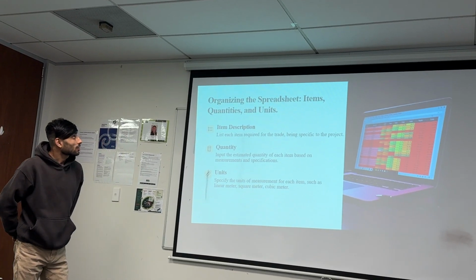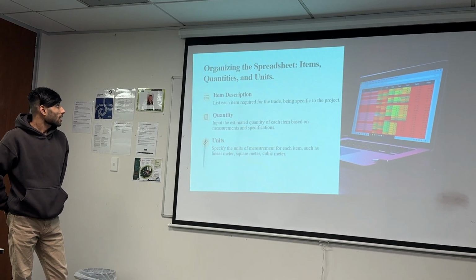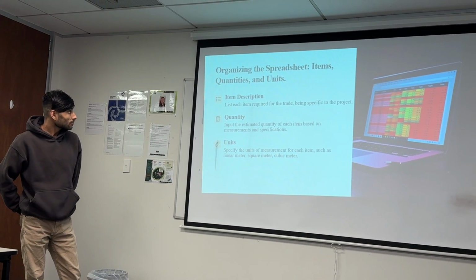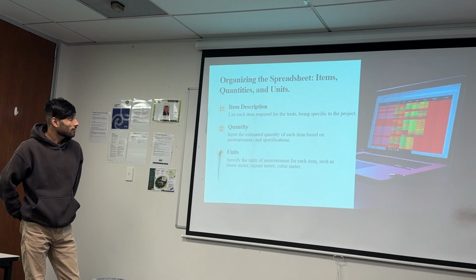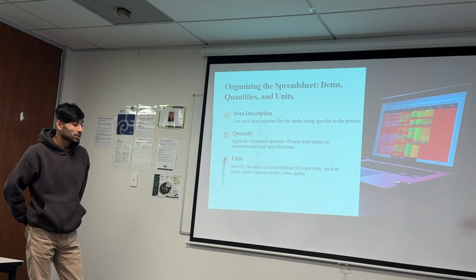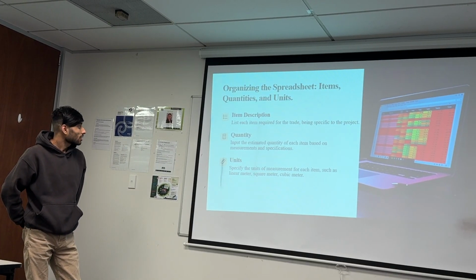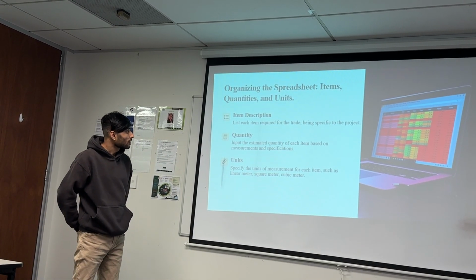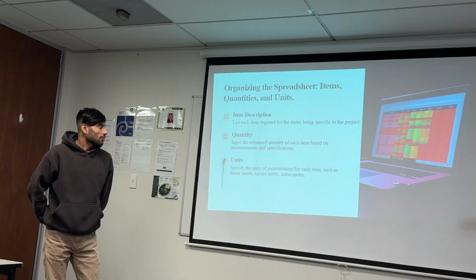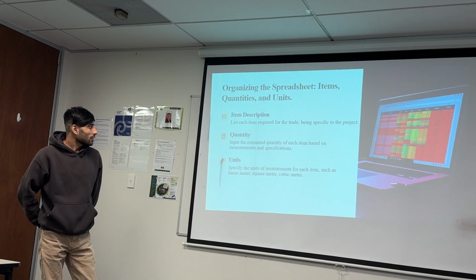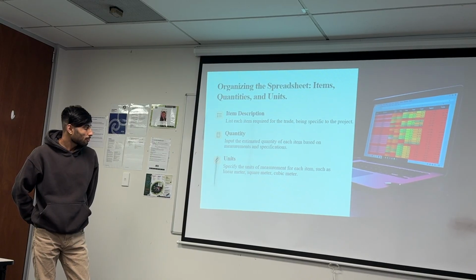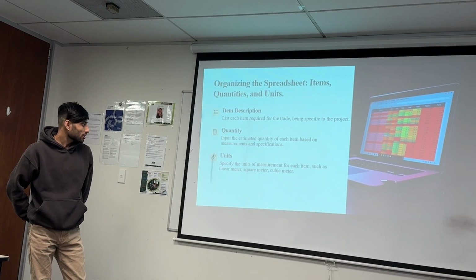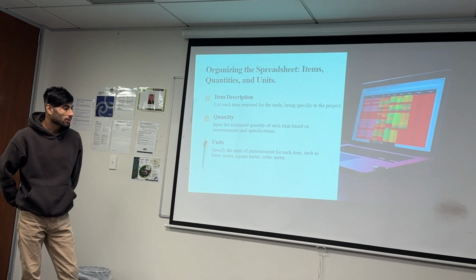The next part is organizing the spreadsheet: item quantities and unit. Item description: list each item required for the trade, being specific to the project. Next one is the quantity: input the estimated quantities of each item based on the measurement and specification. Unit: specify the unit of measurement for each item, such as meter, square meter or cubic meter.